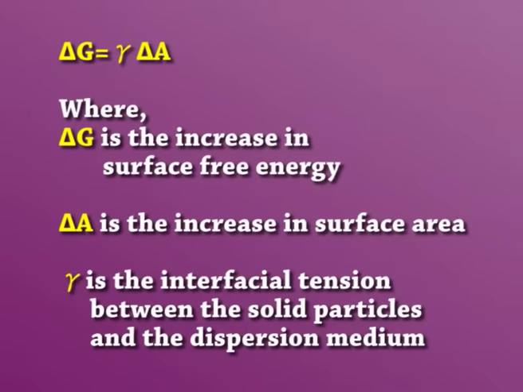Now, you are looking at that equation, delta G equals gamma times delta A. The Gibbs free energy is highest at the interface, and every system which has high energy tends to reduce that energy, and by reducing the energy, it is going to stabilize itself.